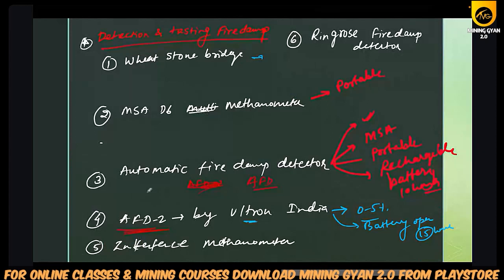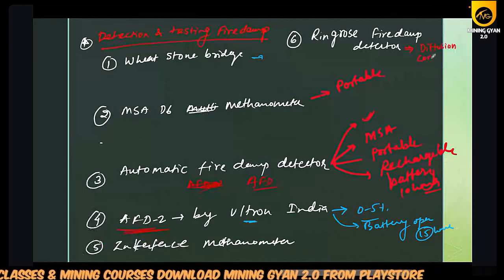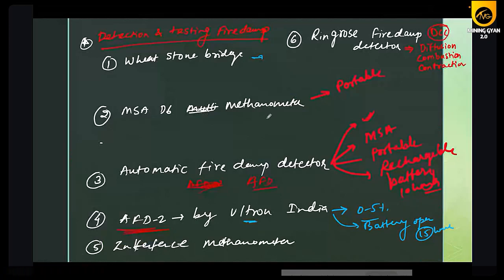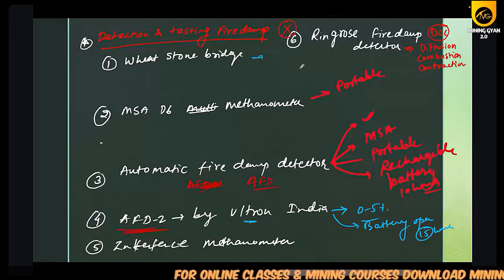So I will give you the principle. In the Ringrose fire dam detector, it will use the principle of diffusion, combustion, contraction. DCC: diffusion, combustion, contraction. So we don't use the Ringrose fire dam detector in India, because its flame is not available in India. We have to source it from outside India. So we don't use the Ringrose fire dam detector.